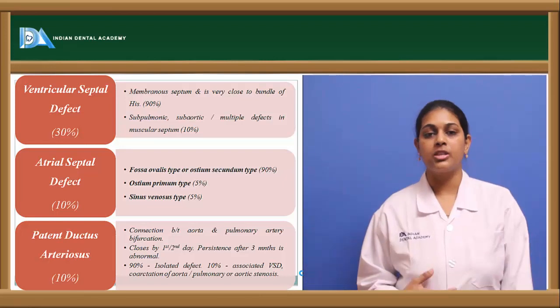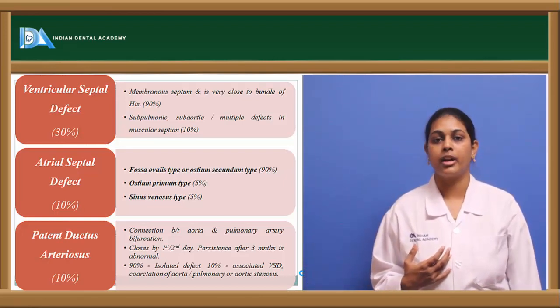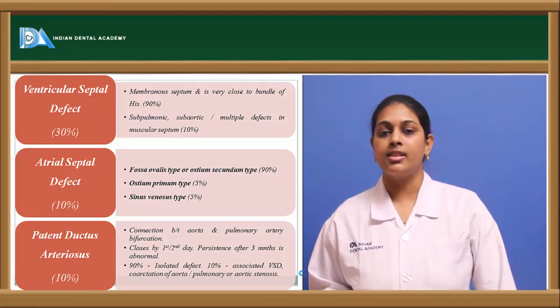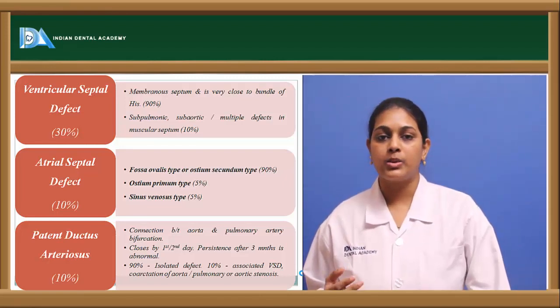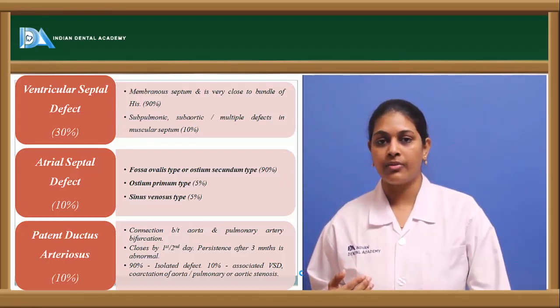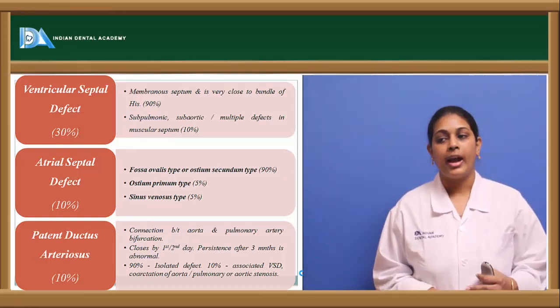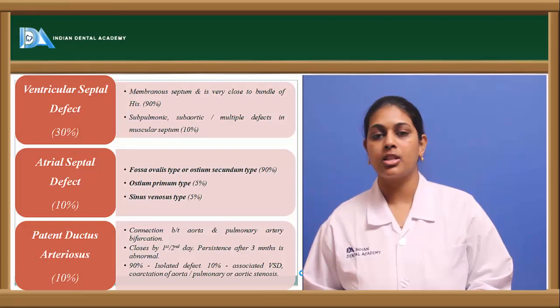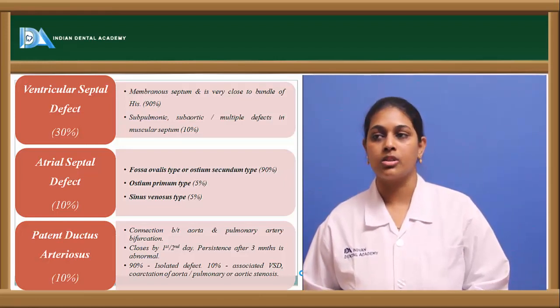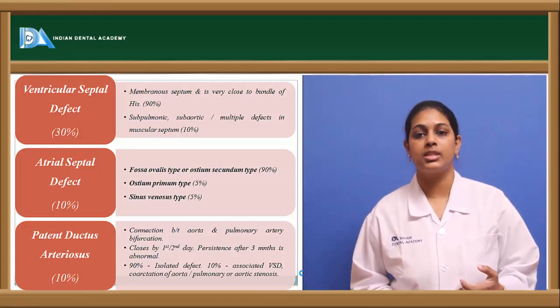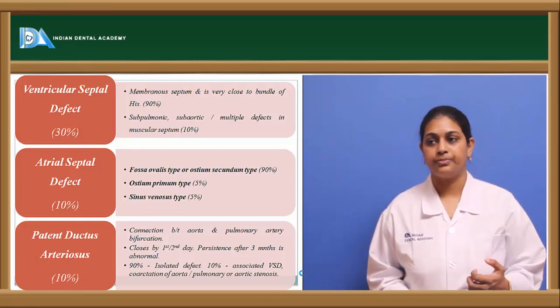But in 10% of the cases where we see patent ductus arteriosus, this disease is not alone, but rather it is associated with the ventricular septal defect as well as coarctation of the aorta, and otherwise associated with pulmonary stenosis or aortic stenosis. So these are certain defects which we see with a left to right shunt.